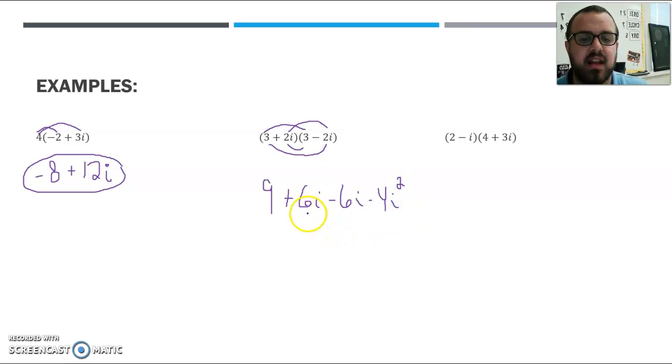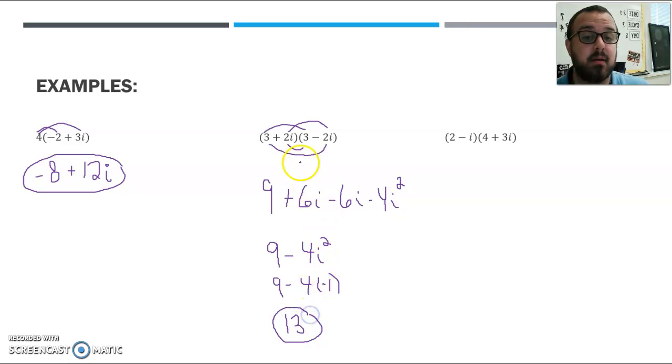Now, first thing I'll notice is that I have a 6i and a -6i. I can combine those together, and actually they're going to disappear, right? 6 minus 6 is 0, so I'm going to get 9 minus 4i squared. But I can't leave my problem like this either because I know that i squared equals -1. So really what I have is 9 minus 4 times -1. And if I do 4 times -1, I'll get -4. 9 minus -4, I'm going to get 13 as my answer. So weirdly enough, when I multiply these together, my i term canceled out, and I ended up with just a real number, 13, okay?